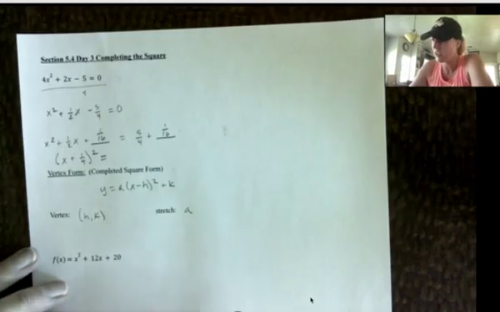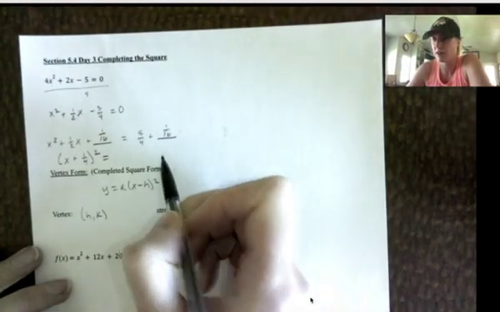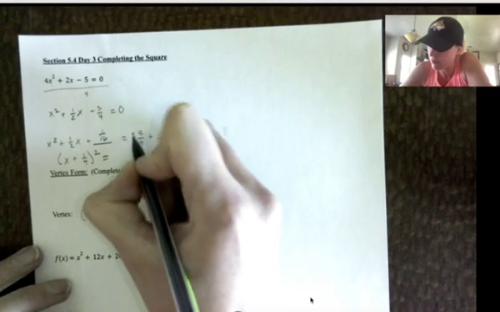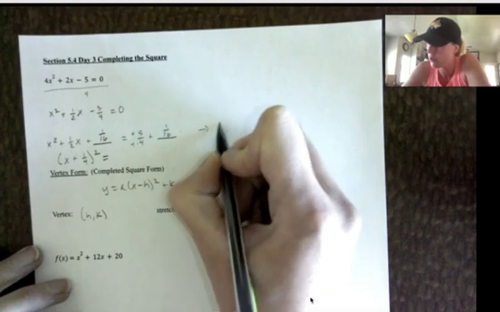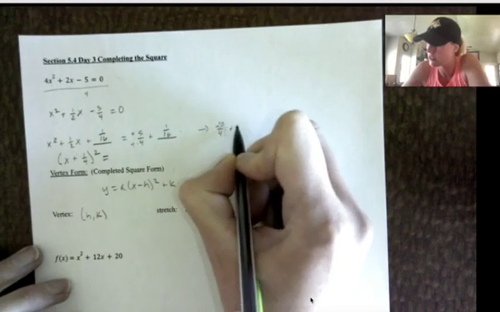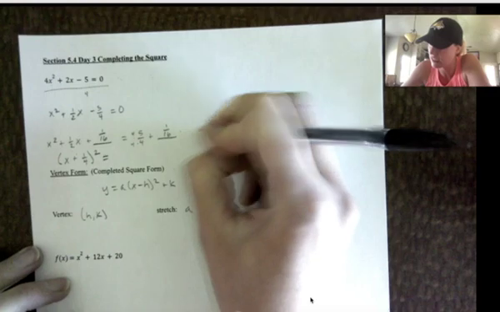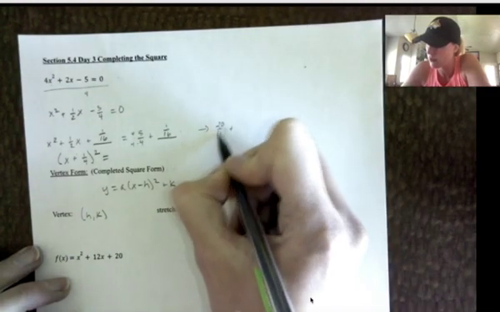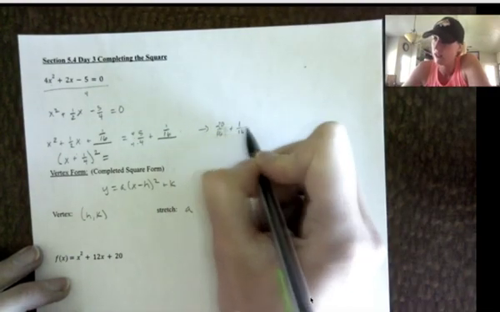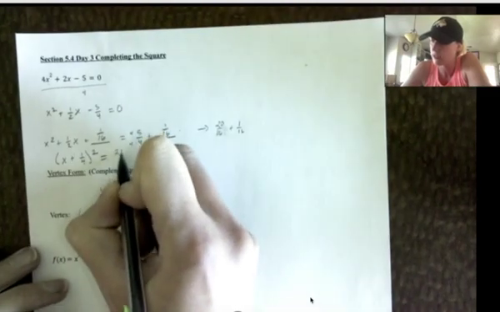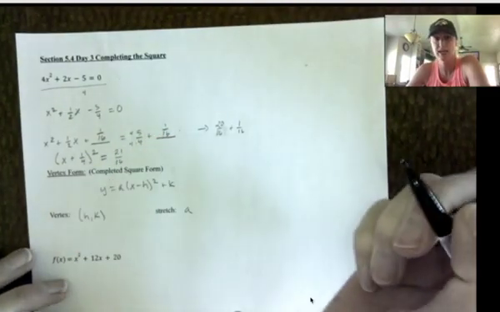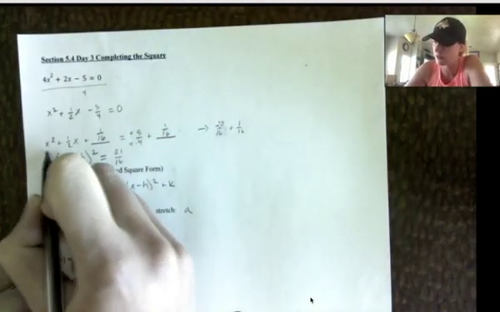And then over here, I need to get a common denominator. So I'm going to multiply both of these by 4 so that my common denominator is 16. So I get 20/4 becomes 80/16, plus, 20/16 plus 1/16 is 21/16. Okay, now we're going to take the square root of both sides.